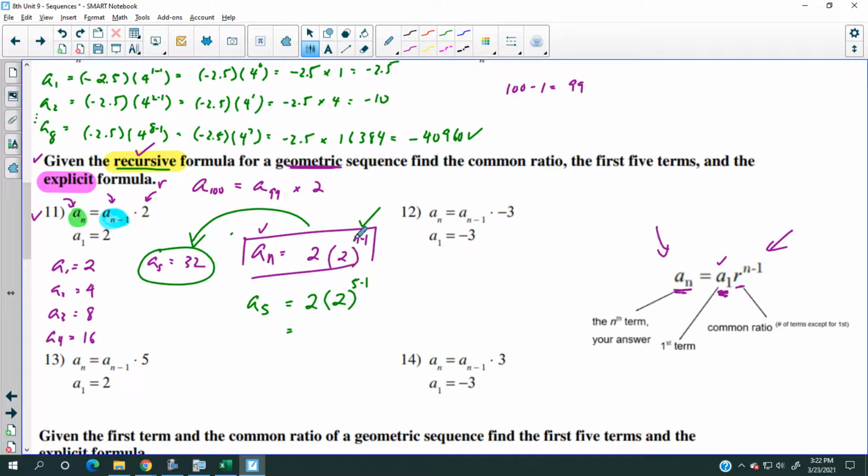The first term is 2, and n is 5. I want to know the fifth term: 5 minus 1, so 2 to the fourth power. What's 2 to the fourth power? 2 times 2 is 4, 8, 16. And 2 times 16 is 32. Yay! We were right. This worked.